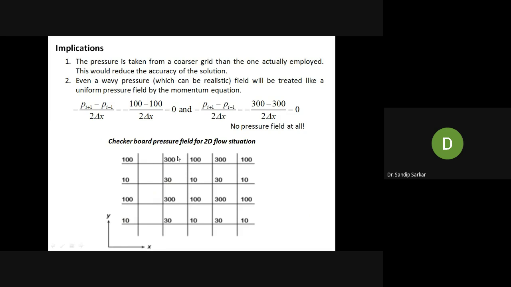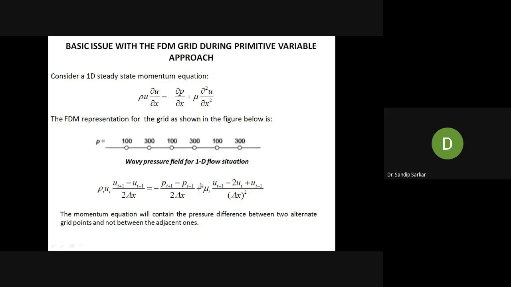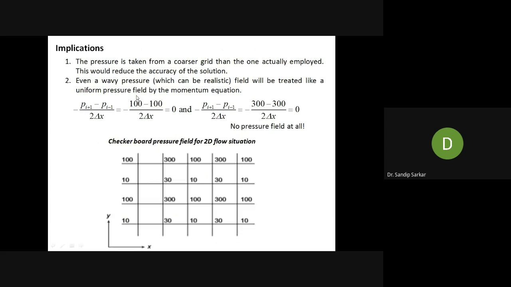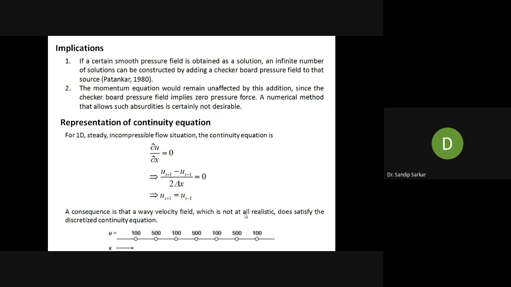Notably, the checkerboard pressure distribution was introduced while explaining this problem with the primitive variable approach by Professor Patankar. So I have also written Professor Patankar here. Basically, he introduced the checkerboard kind of pressure field. If there is a checkerboard pressure field distribution, then you may obtain an infinite number of numerical solutions by adding a checkerboard pressure field to the momentum equation, which will not feel at all the existence of the pressure in the flow domain. Is that clear to everybody?